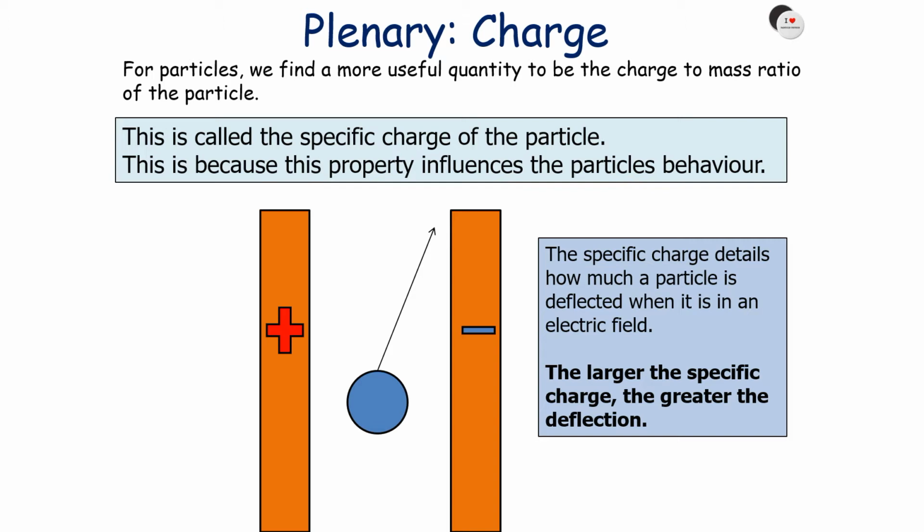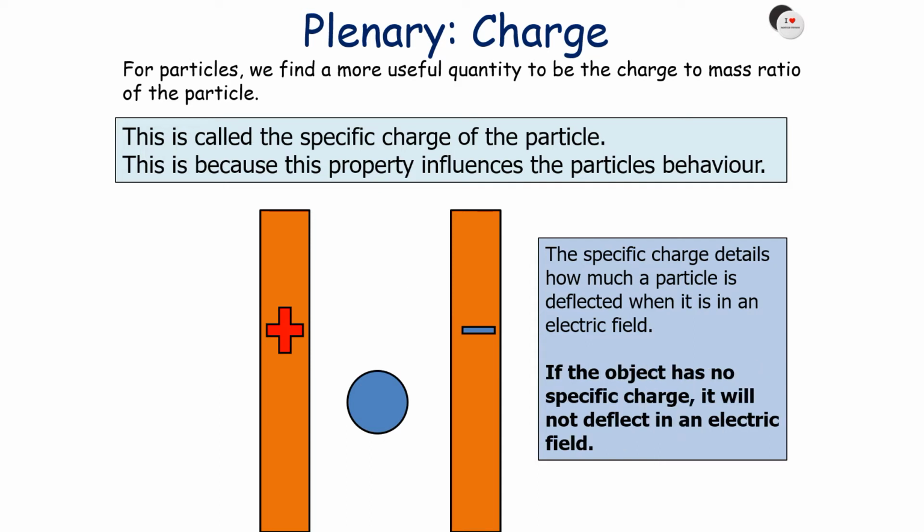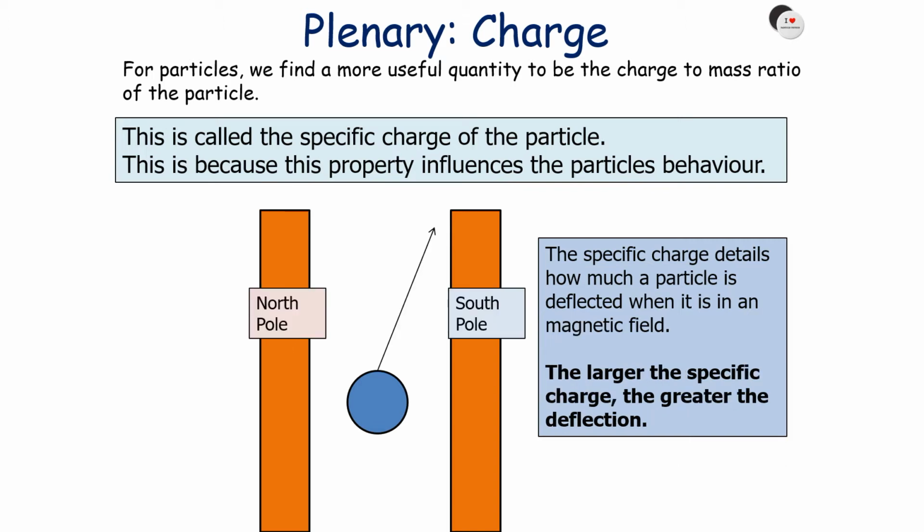So the larger the specific charge, the greater the deflection. The smaller the specific charge, the lower the deflection. If an object has no specific charge, it will not deflect in an electrical field. And the same is also true for magnetic fields.